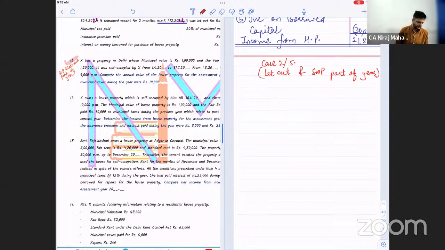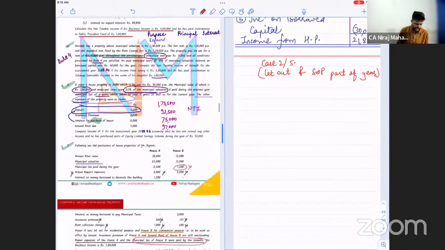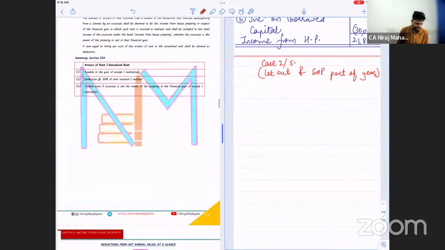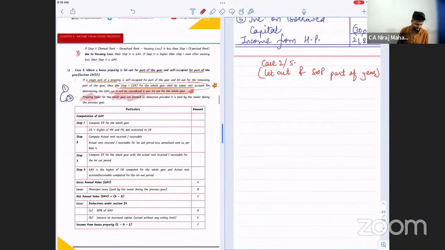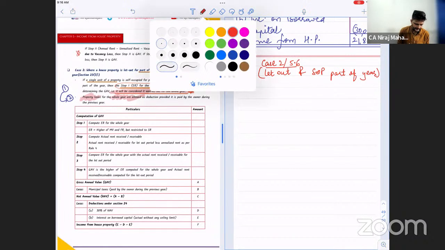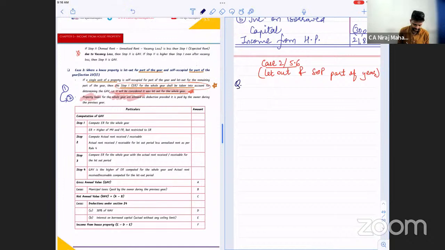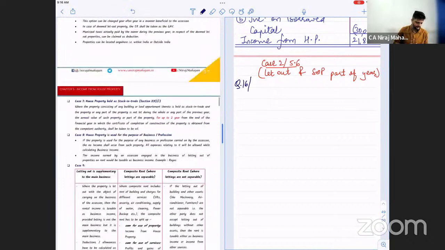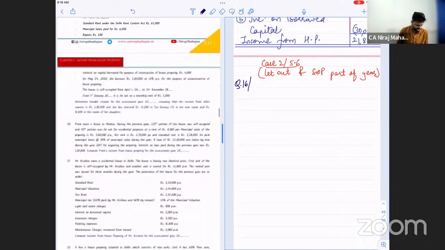Five point six पर है वो. It is on 5.6. Case 2 is for your reference. Now to question number 16.